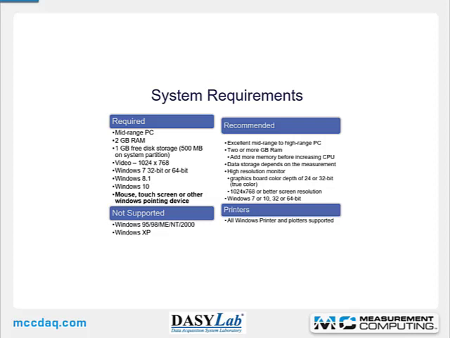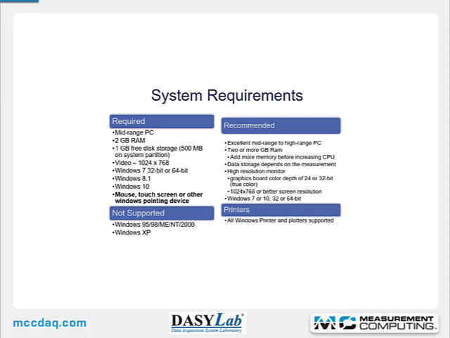Your data storage depends on your measurement. If you're doing low-speed measurement, you don't need much in the way of hard drive space. If you're doing high-speed data acquisition, if you're sampling 50,000 or 100,000 samples per second, then you're going to need appropriately more hard disk space to store that data.